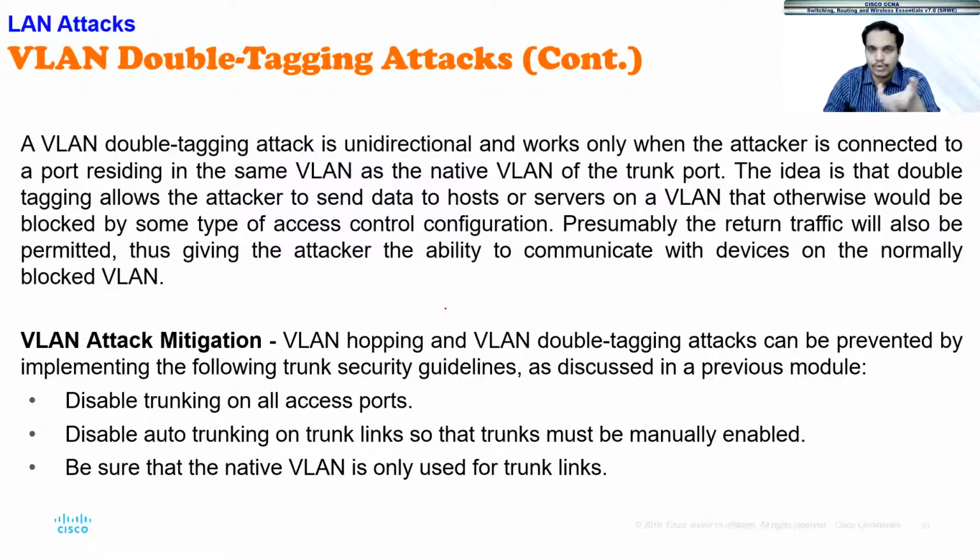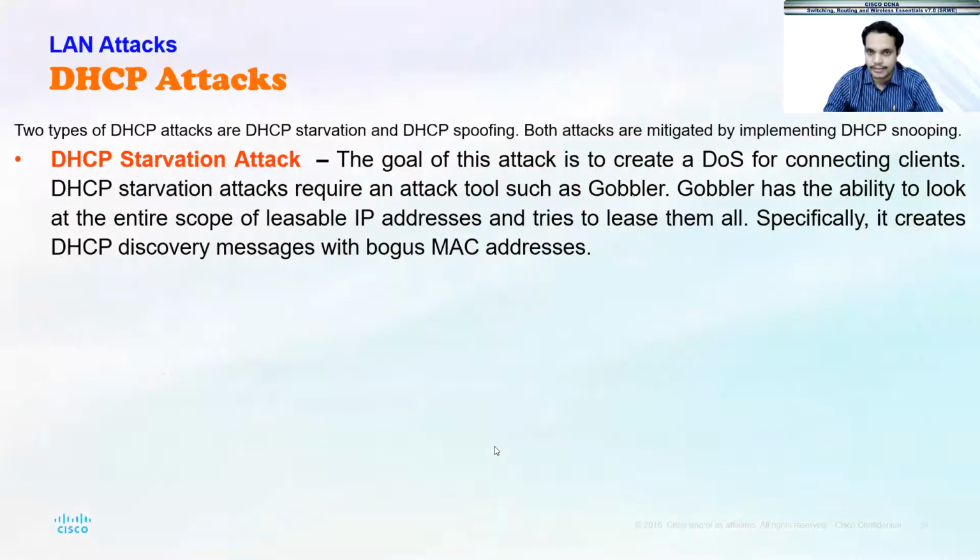So how do you stop this? VLAN hopping and VLAN double tagging attacks can be prevented by implementing the following trunk security guidelines. This is also what we discussed in the previous module when we were working with trunks. Disable trunking on all access ports. Disable auto trunking on trunk links so that trunks must be manually enabled, and be sure that the native VLAN is only used for trunk links. Just don't leave all of them open. So this is how you mitigate the VLAN attacks, which include the VLAN hopping and the VLAN double tagging attacks.